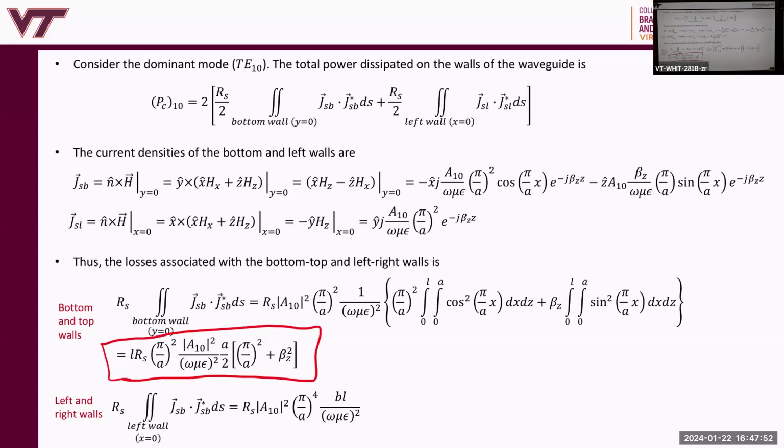All right. Okay, and for the left and right walls, we get the same thing, right? For this, we get a different thing. But we know the left and right wall only has 1 component. Okay, good. So we get these 2 expressions for the loss.